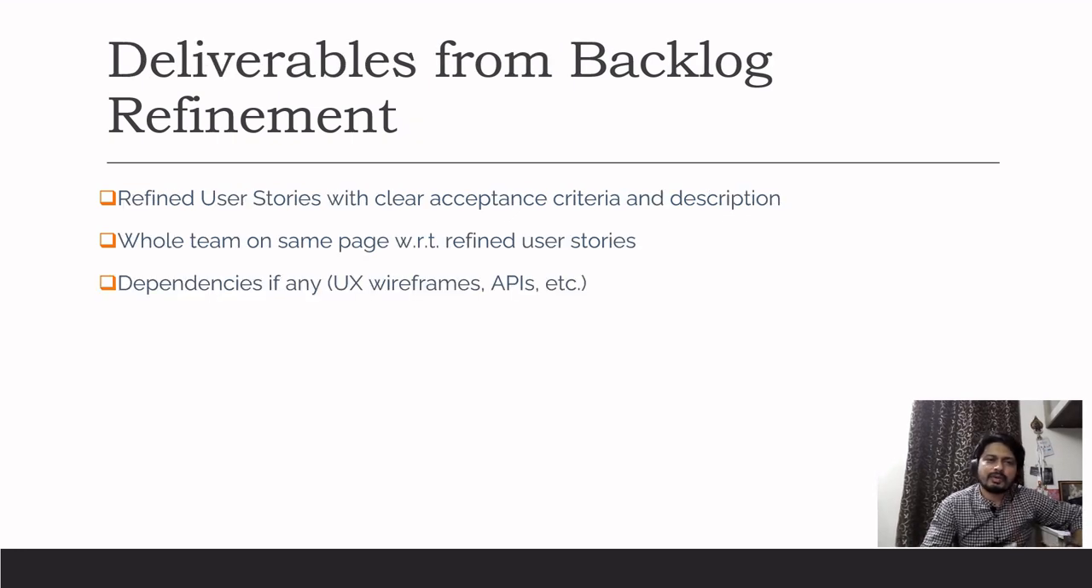Okay, now let's see what the deliverables from the backlog refinement are. Once the backlog refinement is done, we can expect three things. First is the refined user stories with clear acceptance criteria and description. Most of the times we also estimate them and make them ready for planning. So, refined and estimated user stories with clear acceptance criteria and description.